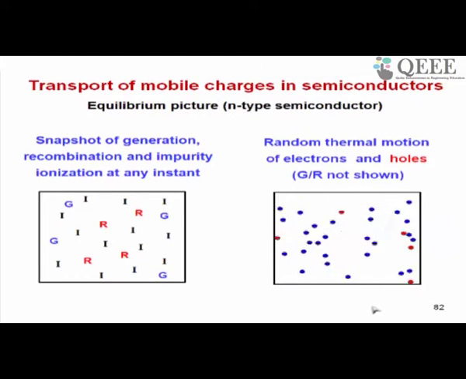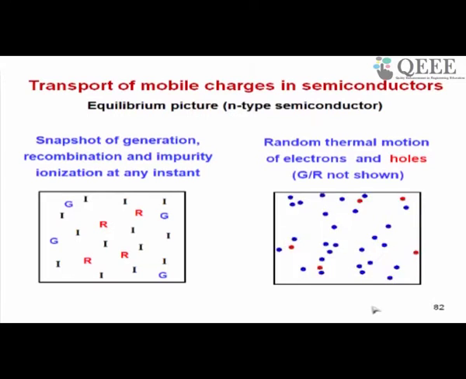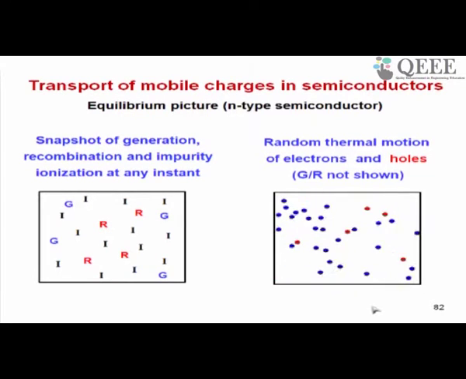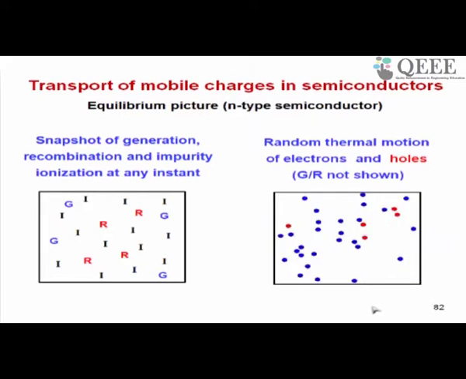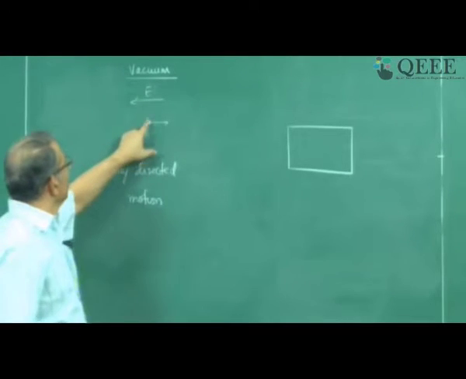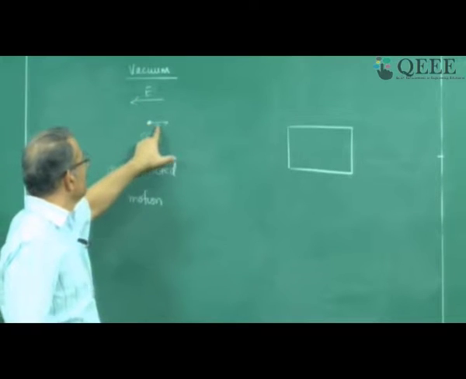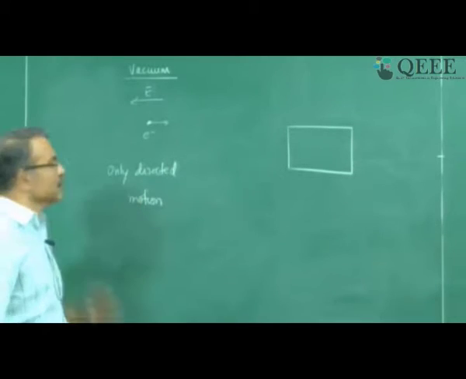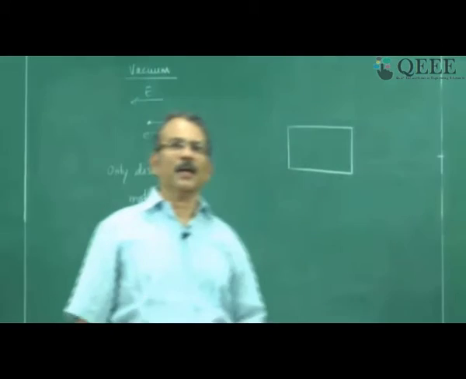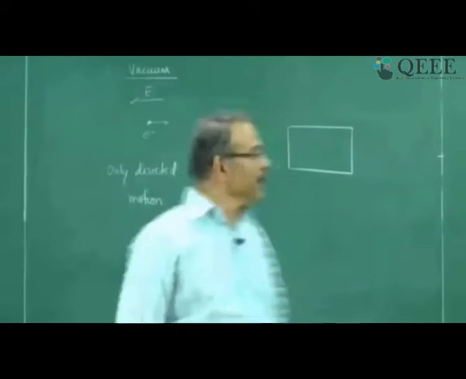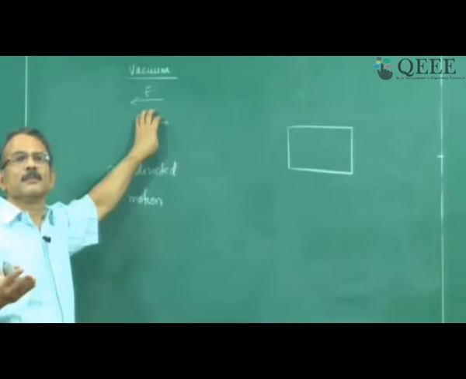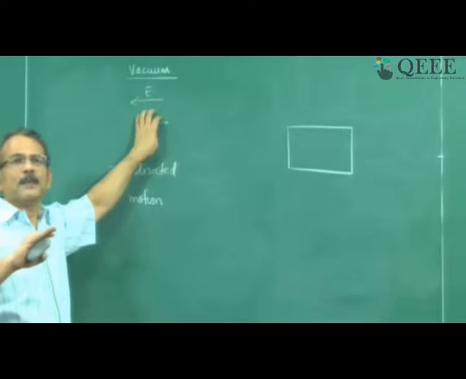How to visualize a directed motion superimposed over random motion? Let us look at that, because that is the picture in a semiconductor. The picture in vacuum is very clear, right? Look at the board. If you have an electric field, an electron will move in a straight line like this. It is very simple, only directed motion. Now in vacuum, if you don't apply an electric field, what will happen to the electron? It will not move at all. There is no motion.